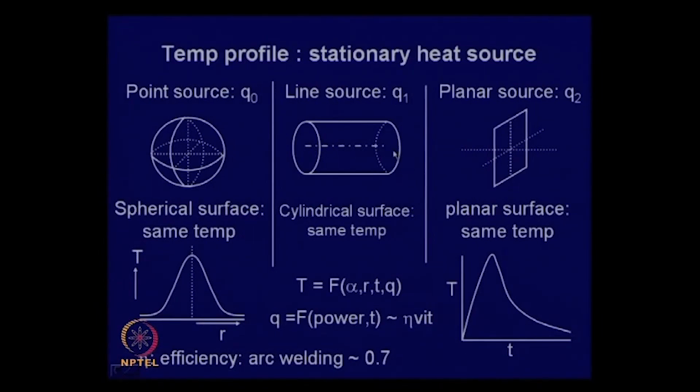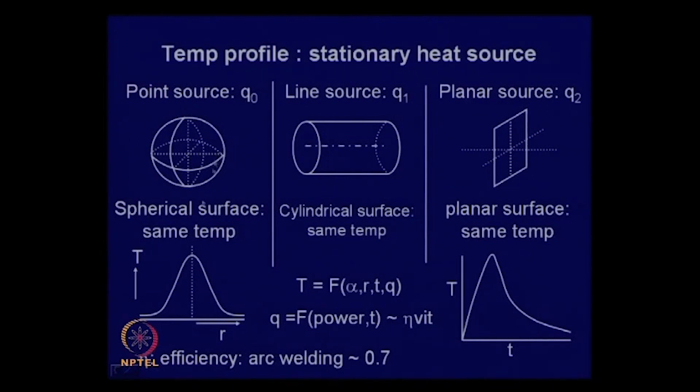In that case, by applying the same logic, heat will flow in all directions, and the constant temperature surfaces will be cylindrical surfaces. Similarly, we can think about a planar source. If we have a planar source like this, the contours will be just planar surfaces one after the other. The temperature will therefore vary with the distance from the heat source.